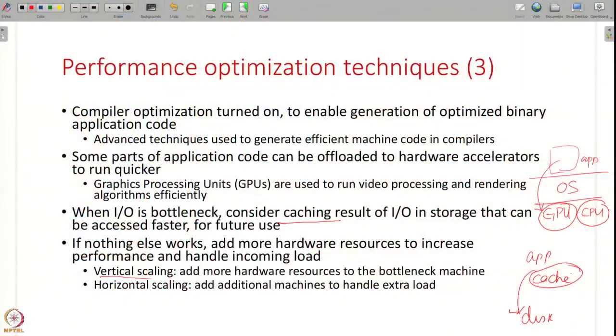So, that is called scaling. Vertical scaling is to add more CPU cores to one machine itself. Horizontal scaling is to add another machine altogether with extra CPU cores. Right. So, this is the last and final option. I have done the best possible I can with my resources. I cannot do anything more. Then the only way to improve performance is to add more resources. So, both of these, caching and scaling, we are going to study in the next two lectures.